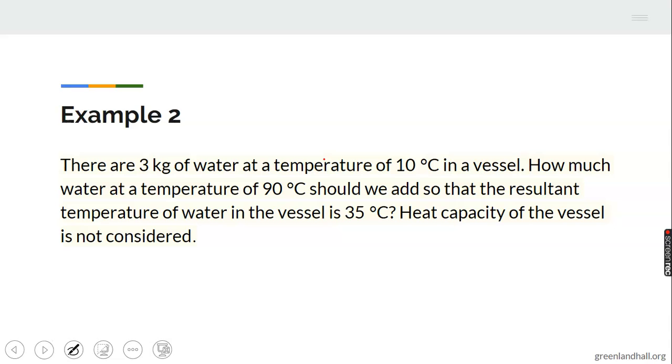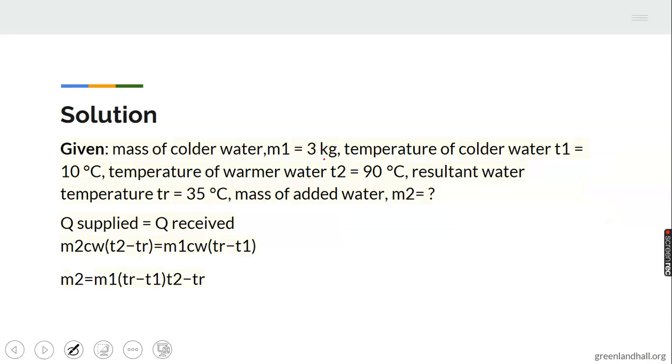Now, you will see that this problem has to do with a mixture of liquid with liquid. The first one dealt with a mixture of solid and liquid. In this case, you will look at which one is gaining heat. Which liquid is gaining it? Which liquid is receiving the heat?